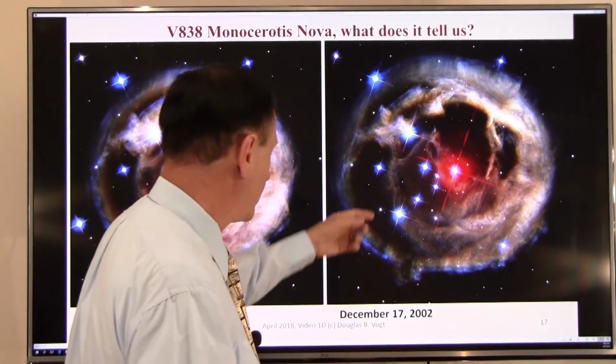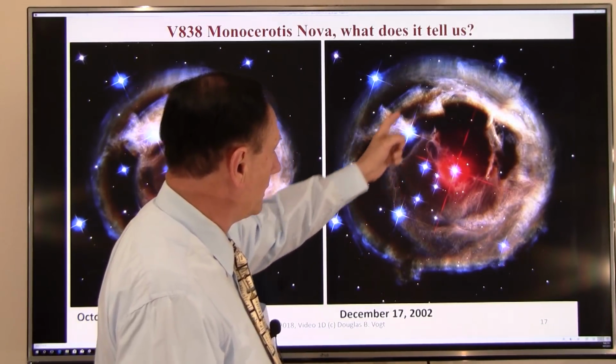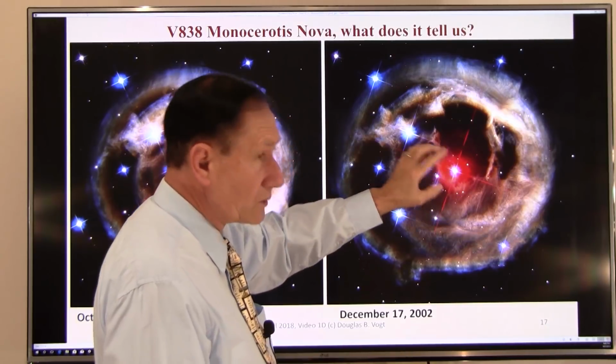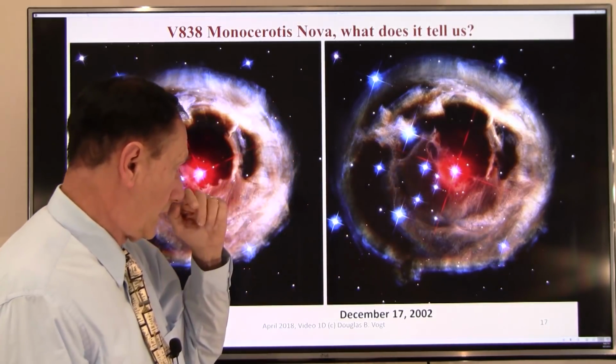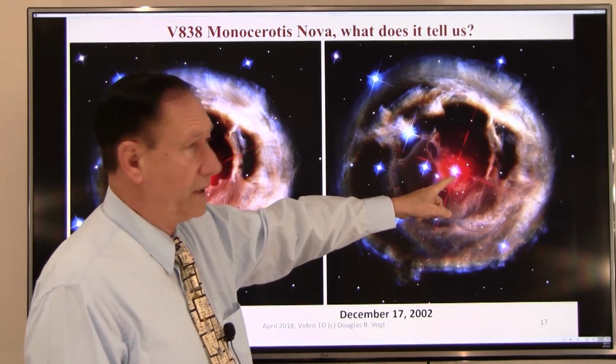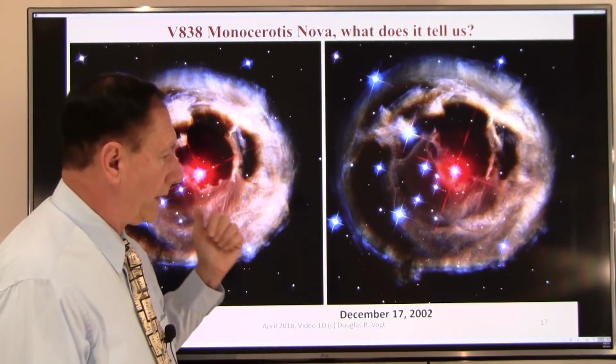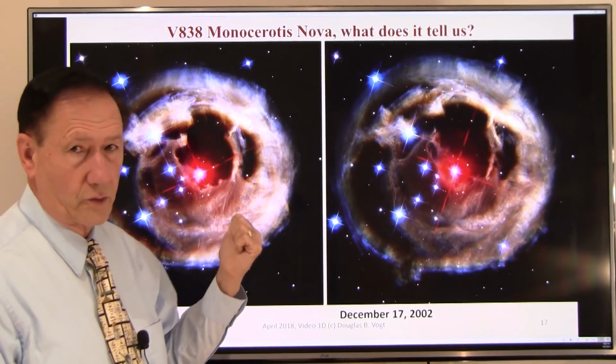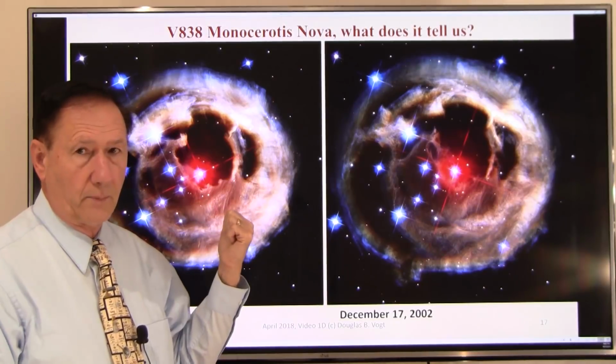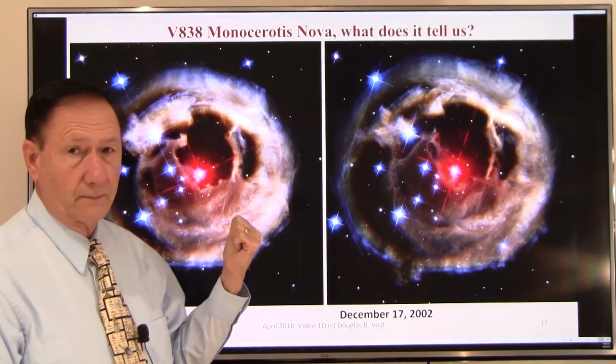And then finally, December 17th, 2002. Dust shell's way out here, and there it is. This is a really big star. But you notice it didn't blow up and disappear. It's still there. Now, I read almost all the journal articles that were talking about V838.